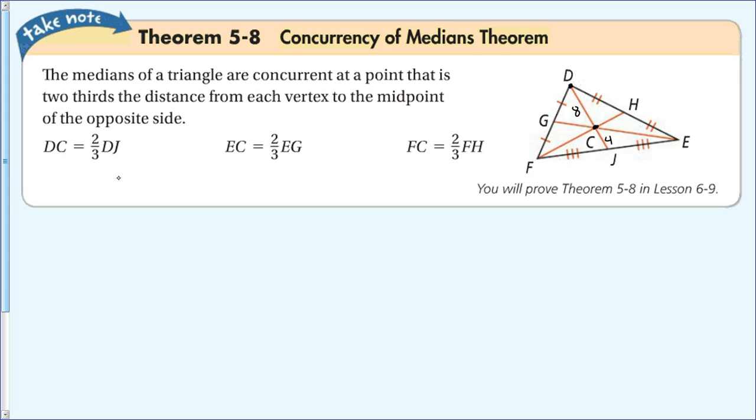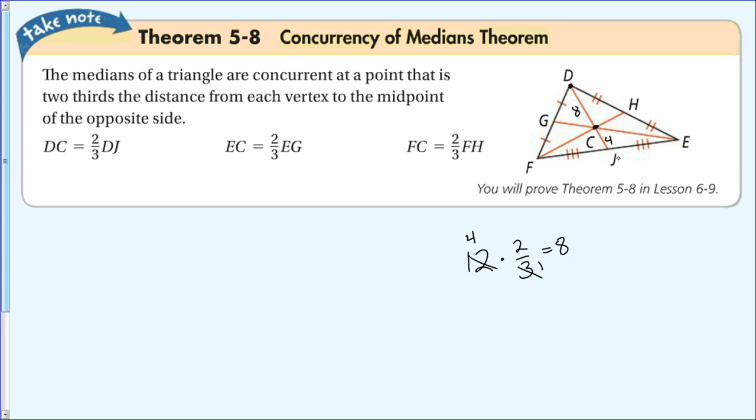Now I know this says DC is 2/3 of DJ. The reason they tell you that, because if they told you that DJ was 12 and asked you for DC, what you could do is multiply that 12 by the 2/3 to be able to come up with the 8. The 12 and the 3 would cancel. That'd go to a 1. That'd go to a 4. So that would be 8.